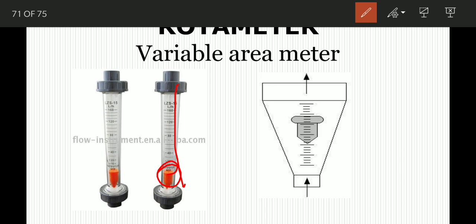The head loss across the annulus is equal to the weight of the plummet. So the upper edge of the plummet is used as an index to note the reading on the tapered tube. This value indicates the flow of fluid.